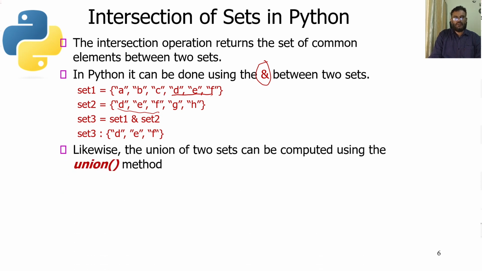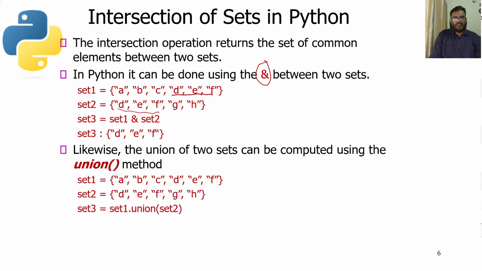Likewise, we can take the union of two sets, which will return a set which will have the common elements listed once, and other elements also included from both sets. For example, if we have set 1 having A, B, C, D, E, F, and set 2 having D, E, F, and I invoke the union method here by passing set 2 as parameter, then I will have set 3, which will have the elements from both sets and the common elements just once.